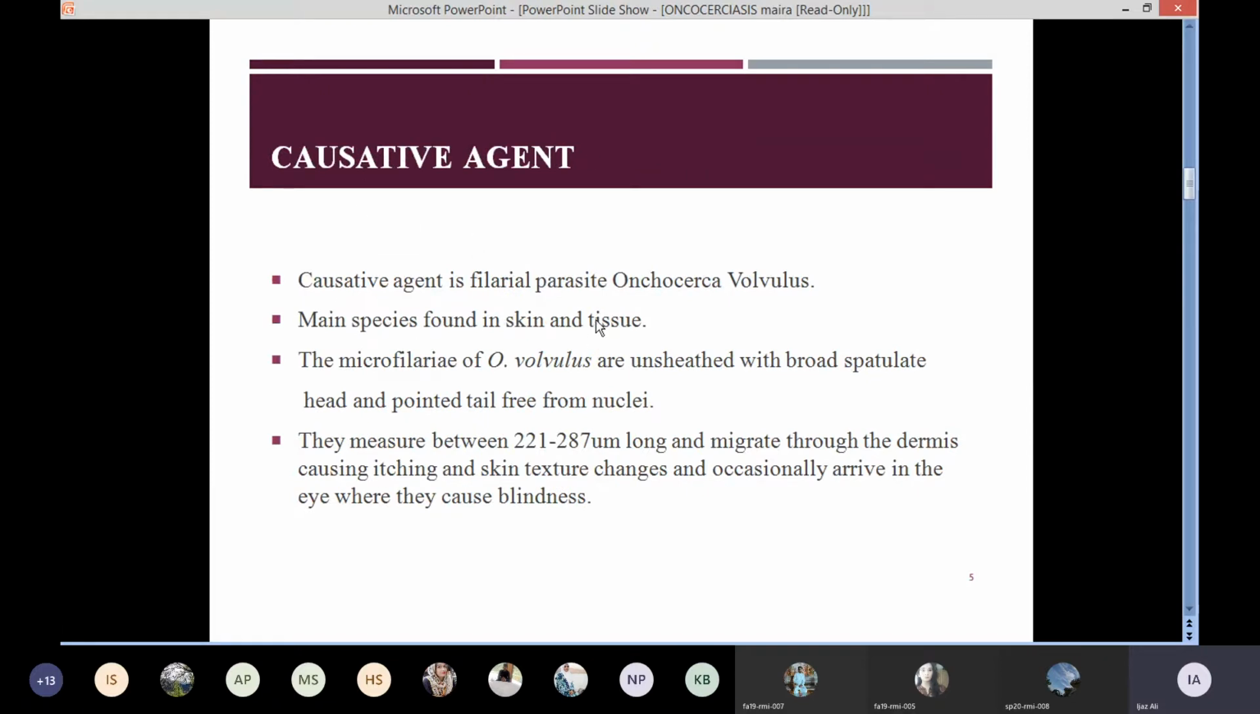And I told you about the causative agent, which is this filarial parasite Onchocerca volvulus, the main species found in the skin and tissues. The microfilariae of O. volvulus are unsheathed with a broad spatulate head and pointed tail free from nuclei. That is the physical appearance of this parasite when it is under the skin. They measure between 221 to 287 micrometers long and migrate to the dermis, causing itching and skin texture changes, and occasionally arrive in the eye where they cause blindness. So they can travel under the skin to different parts of your body, and along the way they can cause this kind of itching.